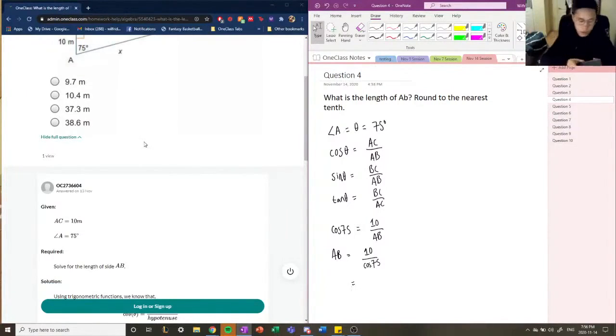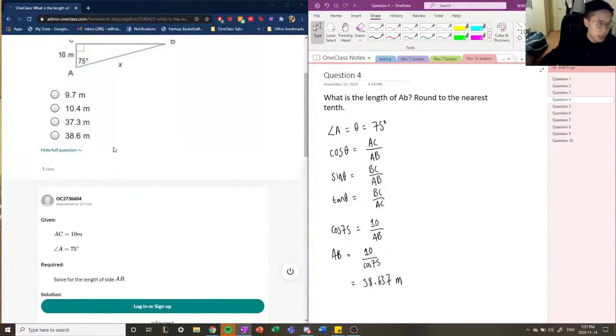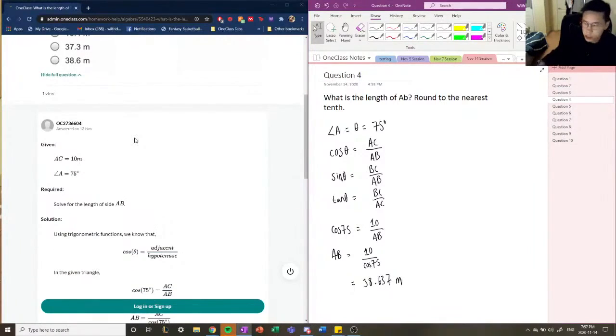Okay, 10 divided by cosine of 75 is going to be 38.637. Okay, so 38.637 meters. Remember that the side AC is in meters, so we're going to use their units, meters.